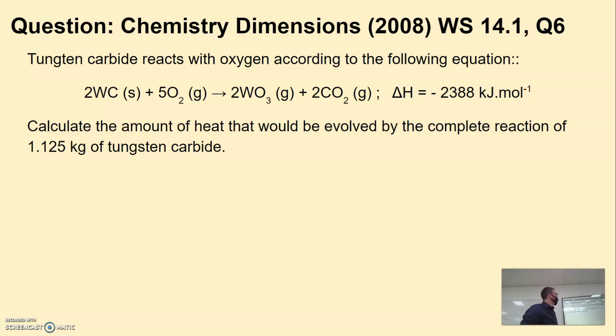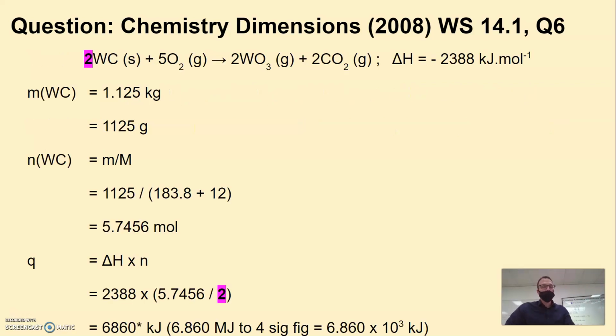183.8. So therefore, we add 12 to that, and we get 195.8 as the molar mass of this. So 1125 divided by 195.8 will give us the number of mole of tungsten carbide.